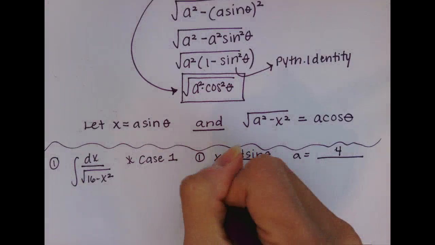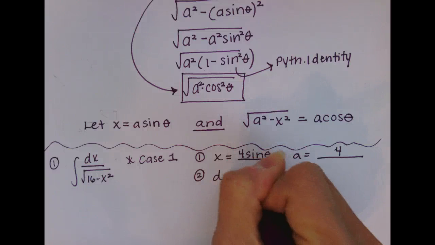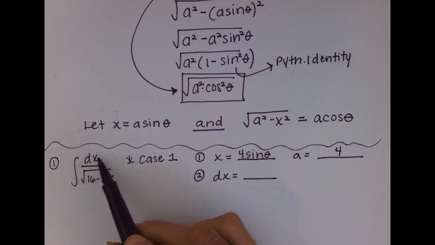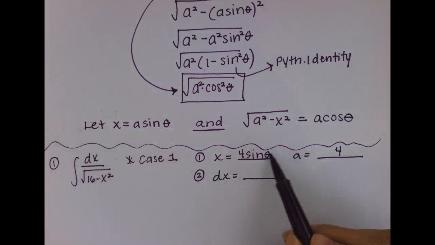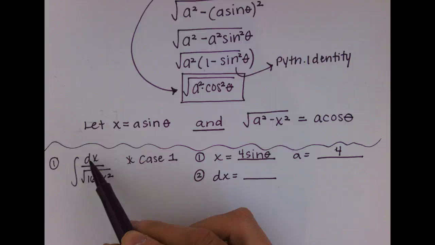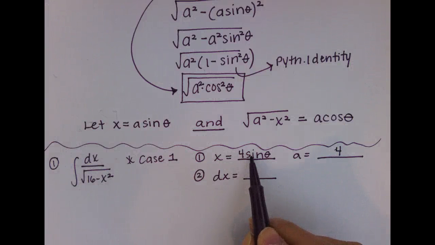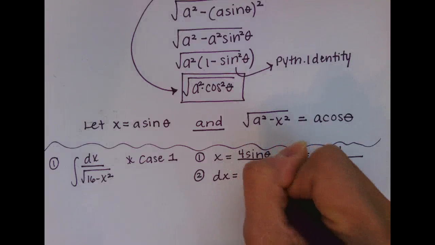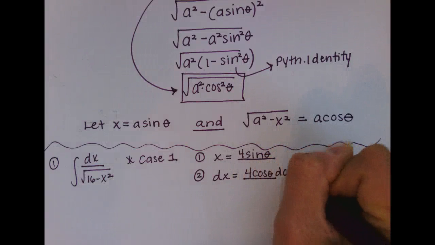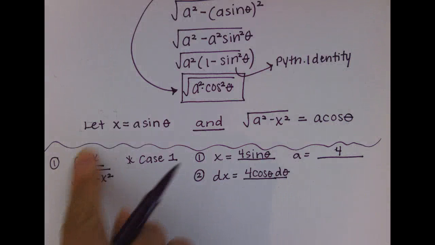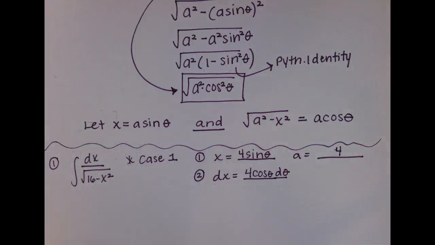So that's step 1. Step 2 is to figure out what dx is. The reason is that in this problem we do have a dx. We're going to be making substitutions so that everything is in terms of theta, and that means we need to get rid of dx and turn it into some equivalent d theta. So by taking the derivative of our x expression, we get 4 times the cosine of theta d theta. So there's another substitution we're going to be able to make into our original expression to make it a little simpler.